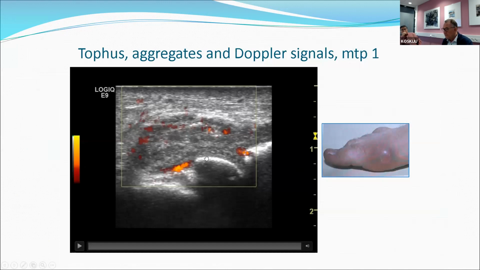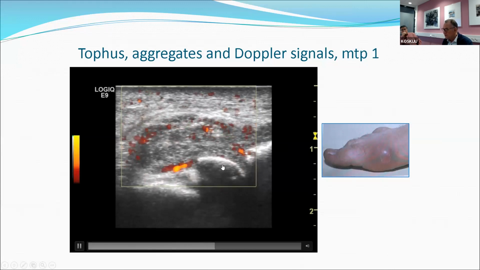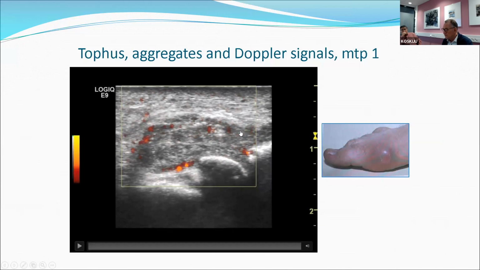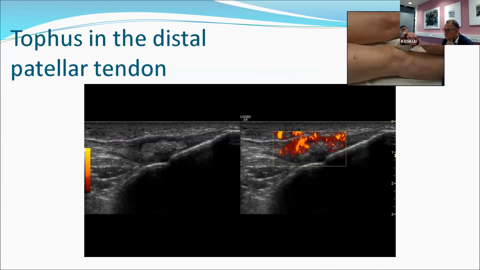Here we have a tophus. What is an aggregate? I will come to that later. But you see here, actually, there is no double contour, but this was a gout with Doppler, so it was an inflamed MTP1. Tophus can be found in the patellar tendon and other tendons too. Here, a tophus in the distal patellar tendon. How can I say that this is a tophus? Only because I made an aspiration. There's a chronic inflammation here, like this.